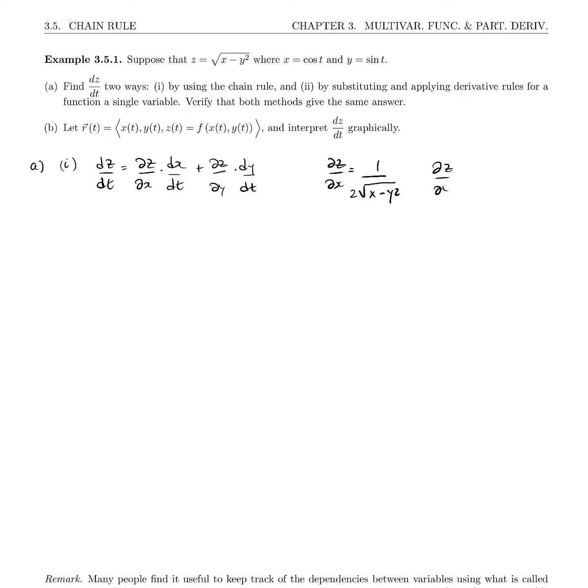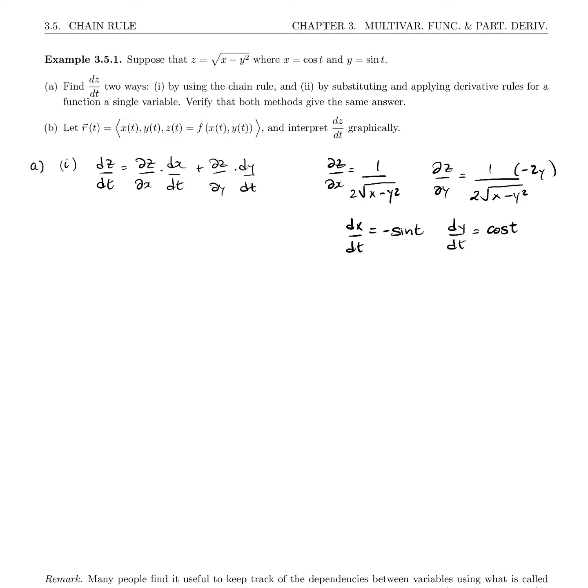Del z del y, partial derivative with respect to y, so we have the same 1 over 2 times the square root of x minus y squared. Now we have the derivative of the inside, which is times minus 2y. I'm not going to simplify the 2's right away because it'll make it easier to compare afterwards, although in theory we could cancel out those 2's. We also need dx dt, and if x is cos of t, the derivative of cos is minus sine t. And lastly, dy dt, derivative of sine is cos of t.